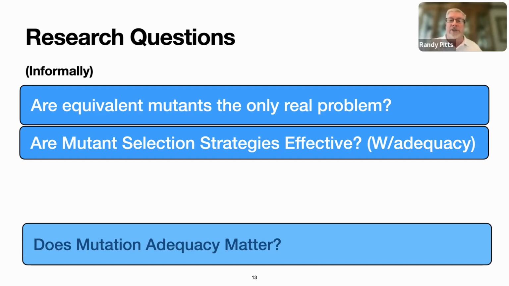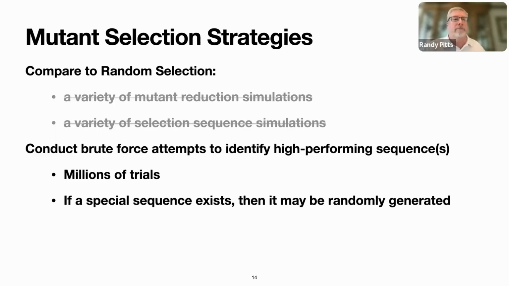Secondly, are mutation selection strategies effective in that regard? Can they help you get there faster? And that's, again, with mutation adequate test sets, because I've got these 15 java.lang classes that the original developer tests have been augmented to make them mutation adequate. And lastly, and kind of tangentially, does mutation adequacy matter? Does all that hundreds of hours of work making those unit test sets adequate matter?